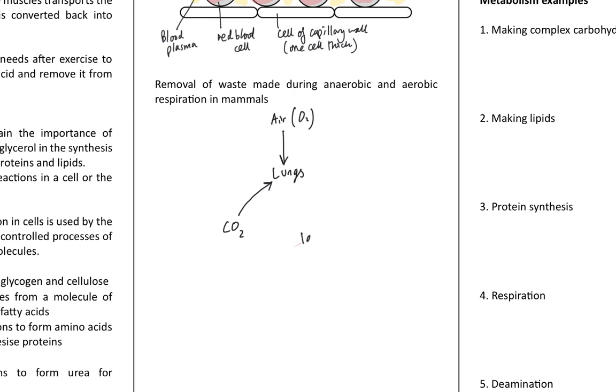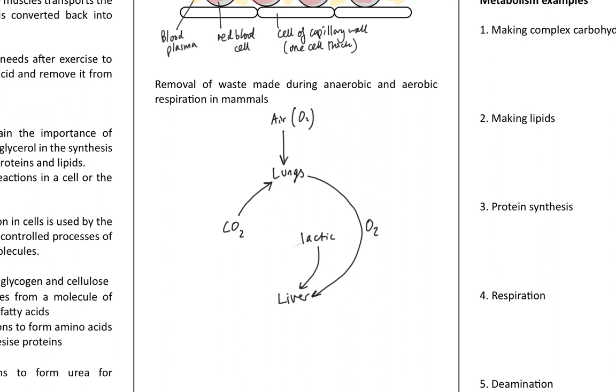We've also made lactic acid as well. Lactic acid isn't removed by the lungs. That's removed by the liver. So here's our liver. Now, to get rid of that, it has to oxidize it. So we're going to need oxygen that comes from the lungs to the liver. The blood's going past the alveoli in the lungs, picking up the oxygen, and delivering it to the liver.